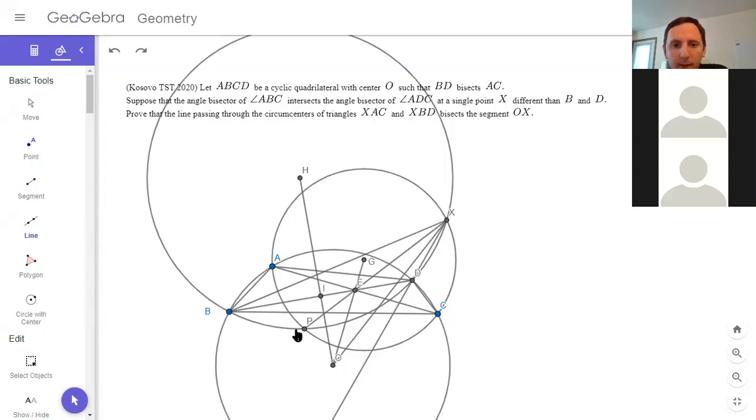So angle BEP, that's an angle between two chords of a circle. We'd want to show that's equal to angle POI. I wonder if IO is the angle bisector of POE. That looks kind of true.